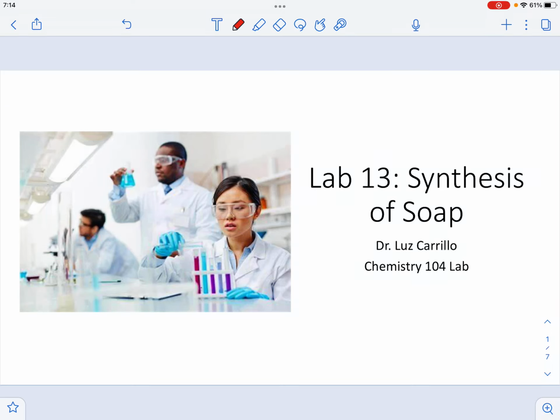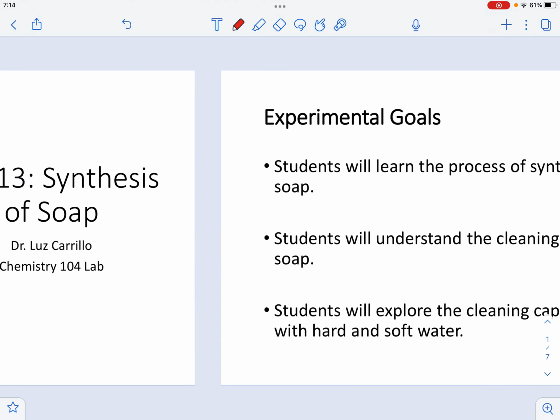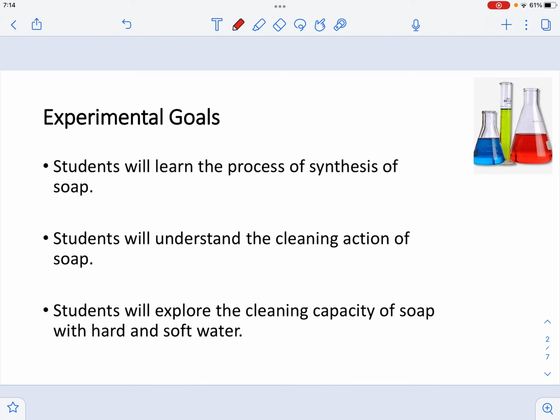In this video, we're going over the background for Lab 13, which is titled Synthesis of Soap. The experimental goals for this lab are: students will learn the process of synthesis of soap, students will understand the cleaning action of soap, and students will explore the cleaning capacity of soap with hard water and soft water.